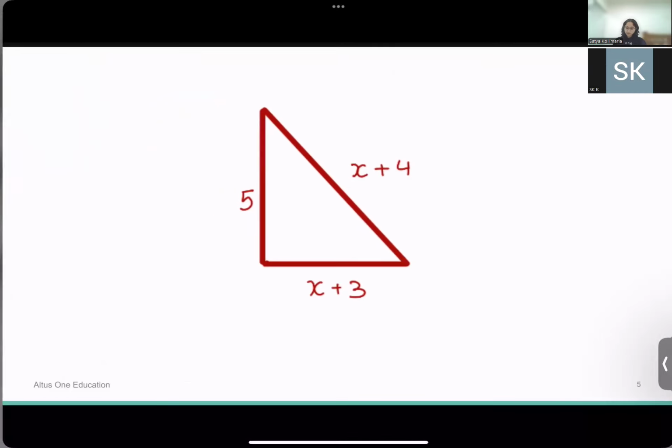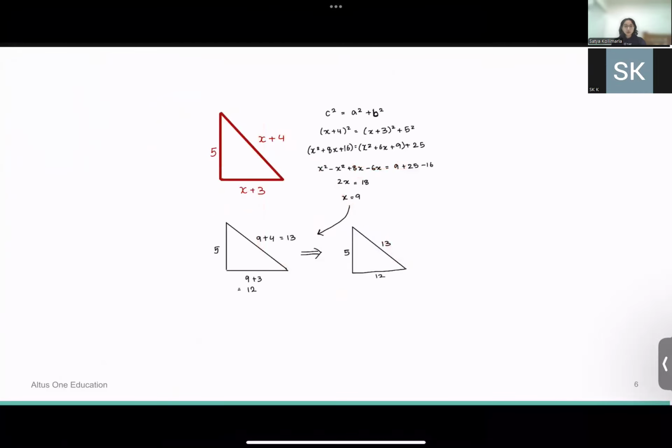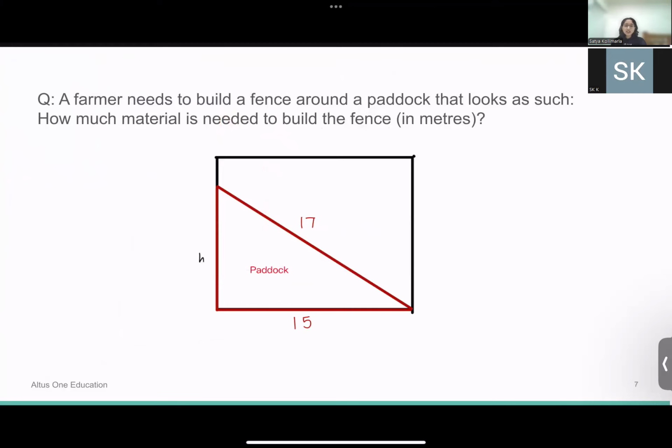All right, moving on. This is just what we've done. This is an application question, but we're still using the same Pythagoras Theorem. So we have a farmer here who wants to build a fence around a paddock, and the paddock is just outlined with the red lines. And the question is just asking us, how much material is this farmer going to need to completely build that fence? And we're going to give our answer in meters.